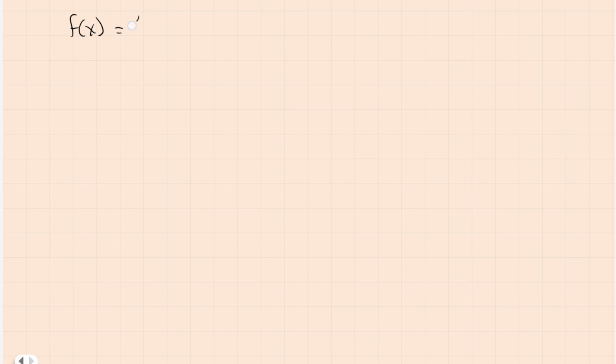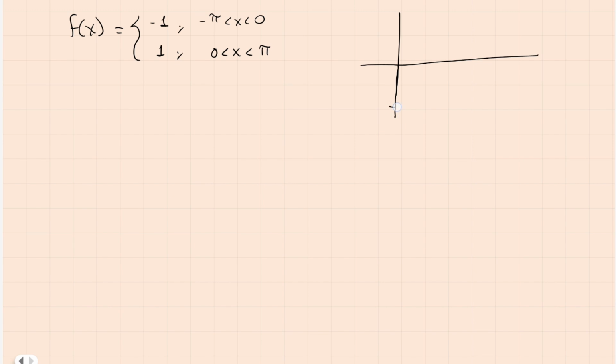And this function is going to be defined as -1 from negative pi to 0 and 1 from 0 to pi. Okay, so the graph is very easy to find. We are going to have something like this. This will be 1 if pi is over here and -1 if negative pi is over here. Okay, this will be the graph of the function. So what we are going to do is express this function in terms of its Fourier series.